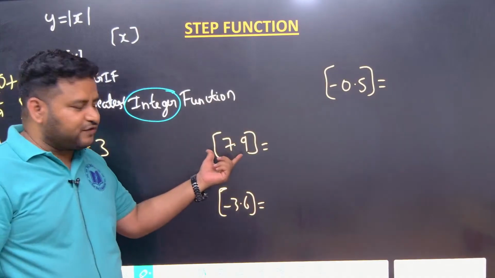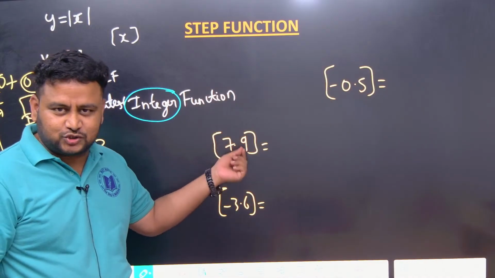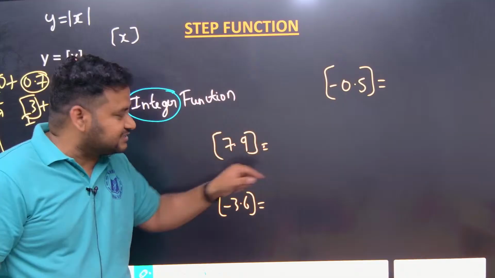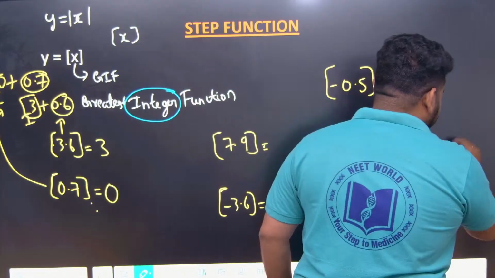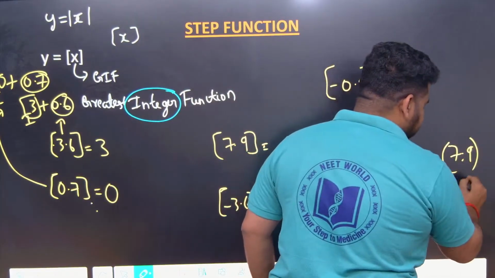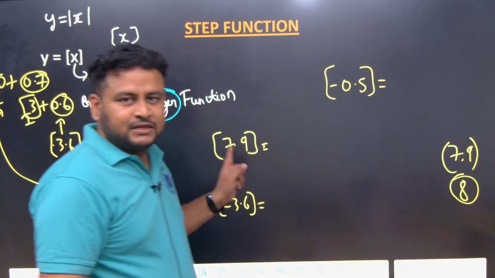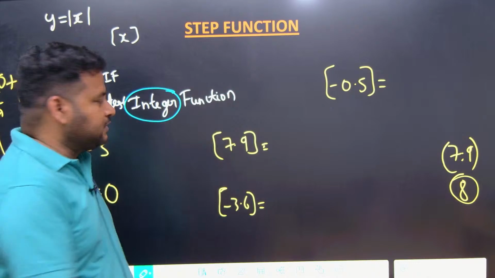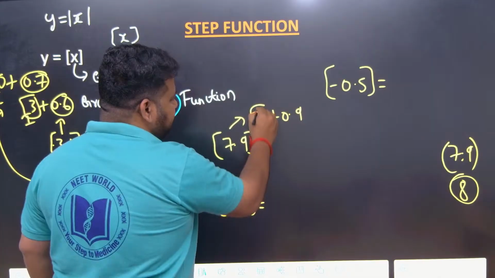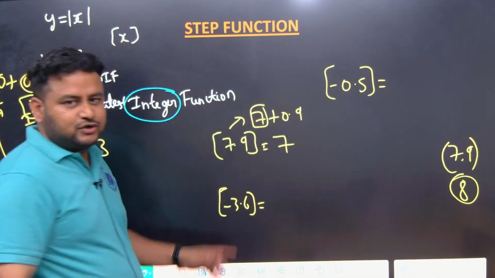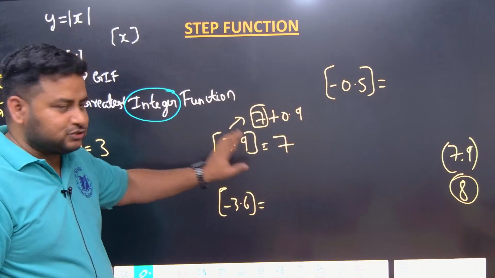Now see here, step function of 7.9. If you observe, 7.9 is very close to 8, and your mind will tend to write 8 as the answer. In basic calculation, such as in physics or aptitude, when 7.9 comes you will write directly 8, taking an approximate value. But here you should not do that. For 7.9 you should take the integer value. You will write it as 7 plus 0.9. Here the integer is 7, so I should write 7. So for 7.9 you should just write 7.